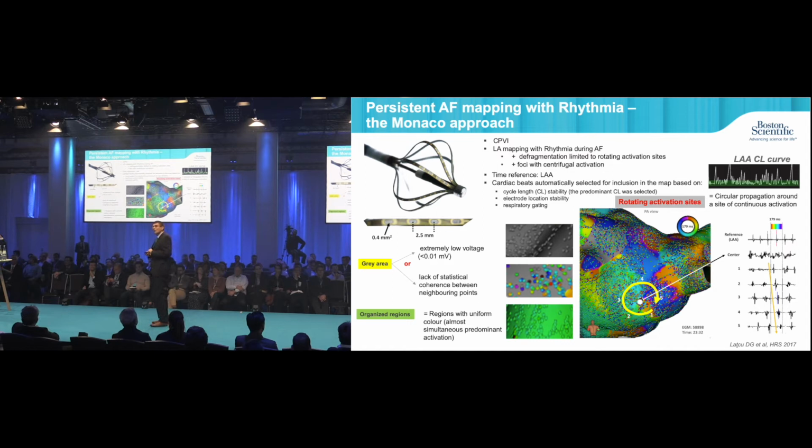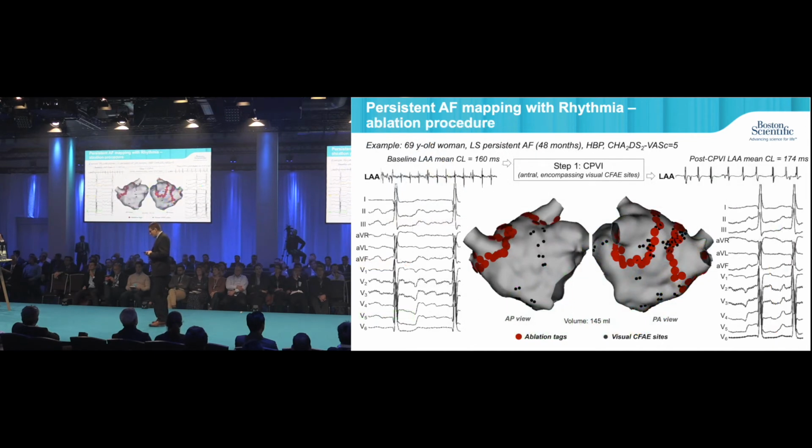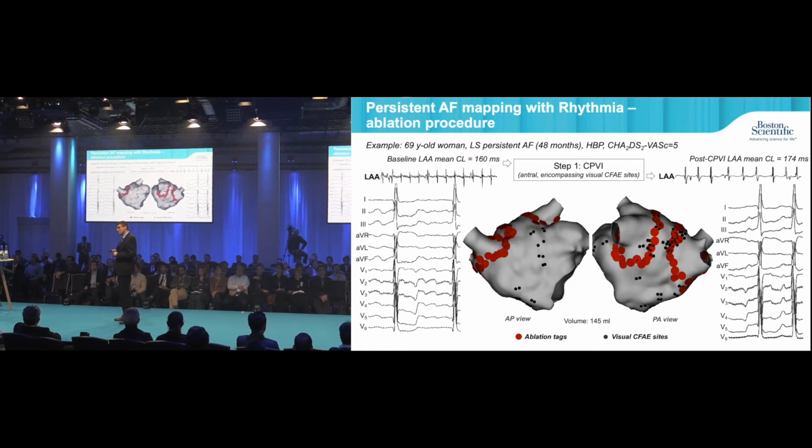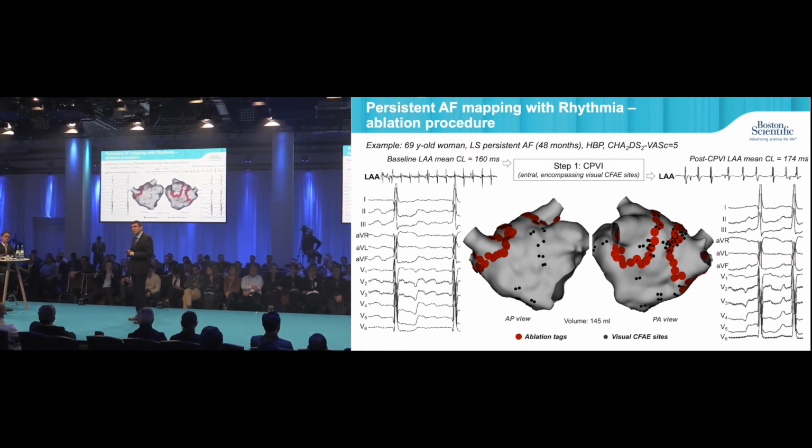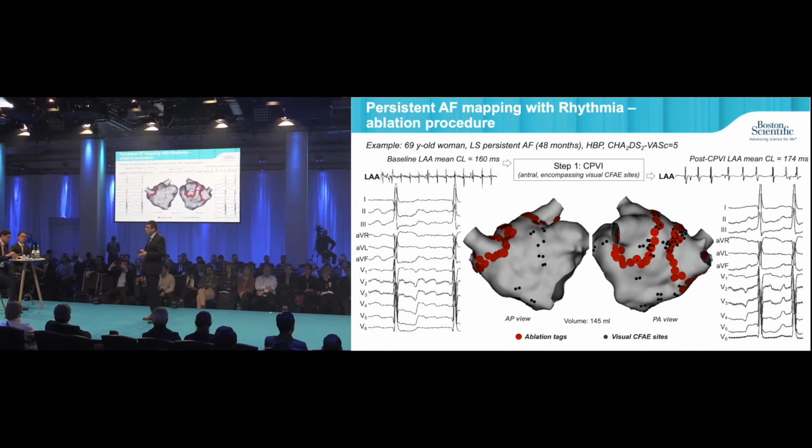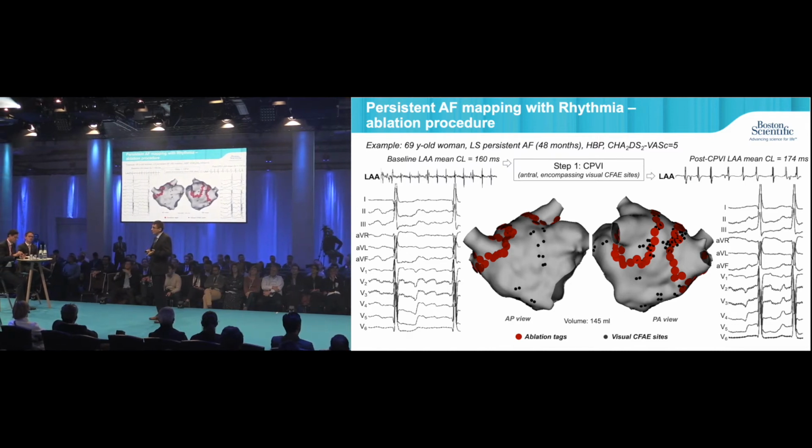Now, let me show you an example of a procedure. This is a case of long-standing persistent atrial fibrillation in a 69-year-old woman. We start with PVI. You see how large and antral the ablation is. And you see that just by performing this, we slow down the cycle length at the level of the left atrial appendage, but we also organize the AFib on the surface ECG. So a tremendous amount of work is already done just with the PVI.